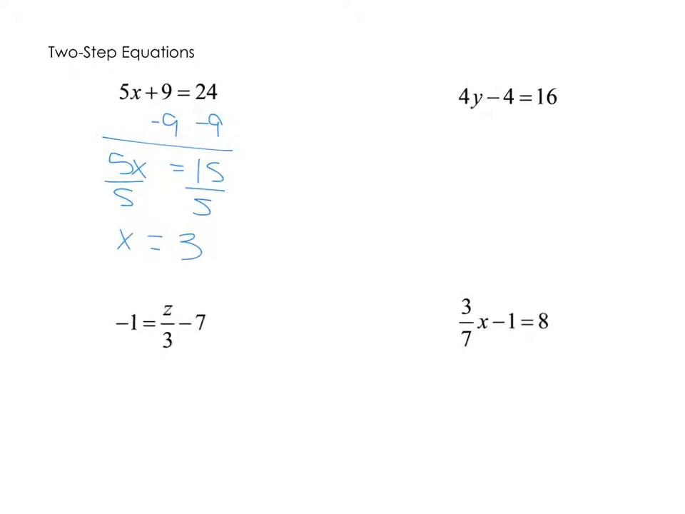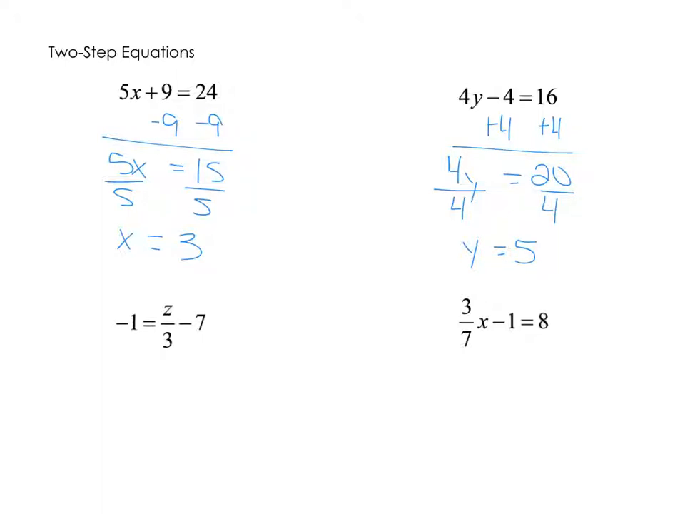Next one's very similar. 4y minus 4 equals 16. I'm trying to isolate the y. You want to take care of the addition or subtraction piece first. You sort of do the opposite of the order of operations. So you're going to add 4 to both sides. I get 4y equals 20. Divide both sides by 4, and y is 5.